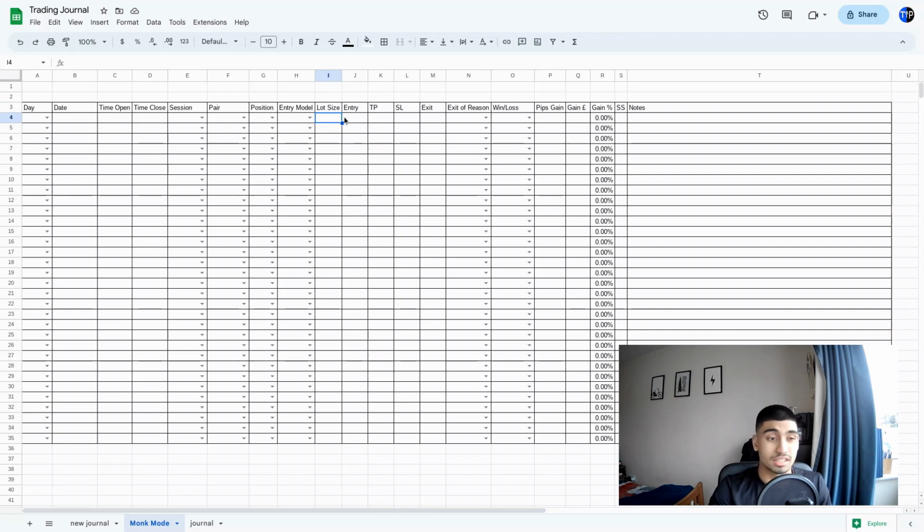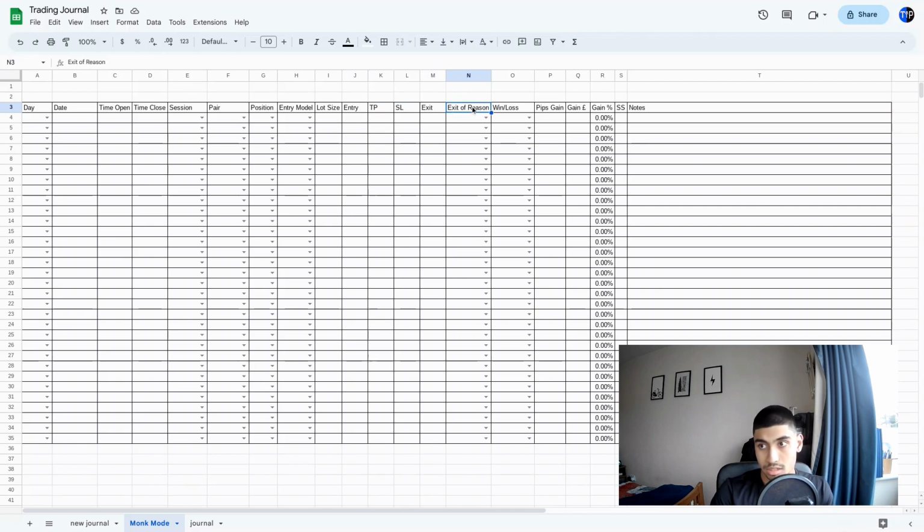Standard stuff, really, exactly how much you're trading. And then we got these four: entry, take profit, stop loss, and exit, right? These are all prices that you need to know. And let me tell you, it doesn't matter if you're a beginner or a professional trader, every single trade journal has these four things. It is basically the most vital part of the trade journal. So you know exactly where you entered, where you exited, etc.